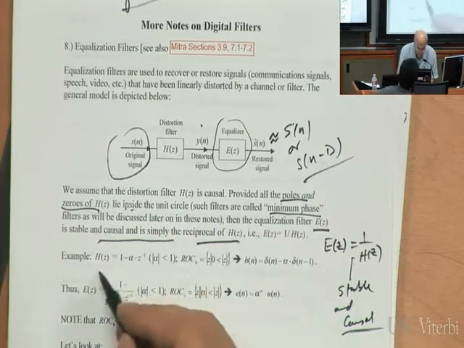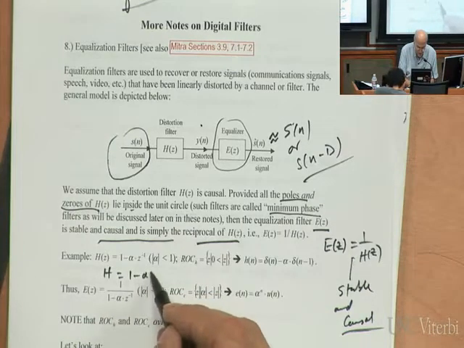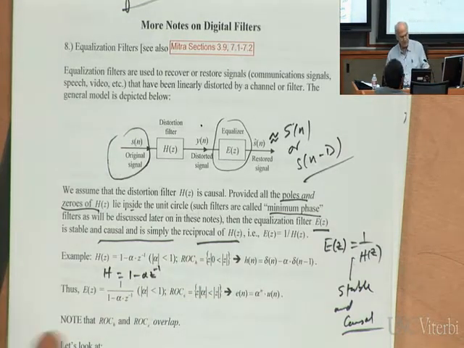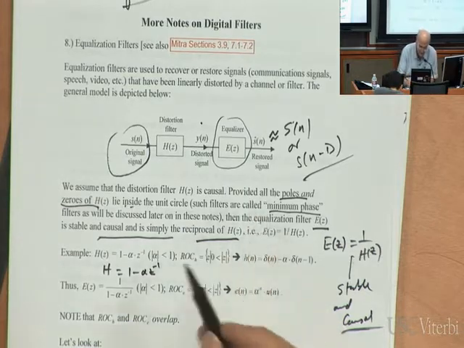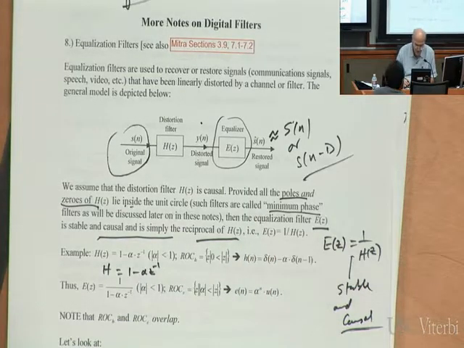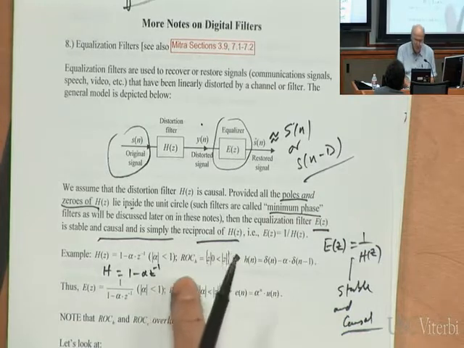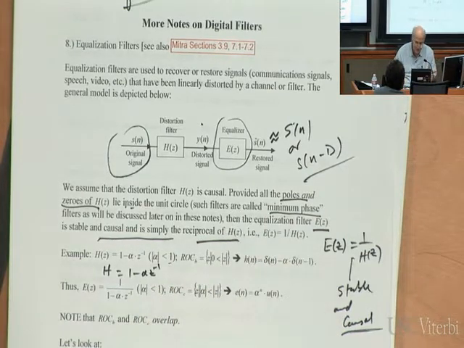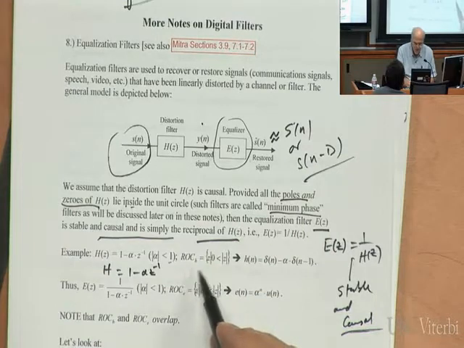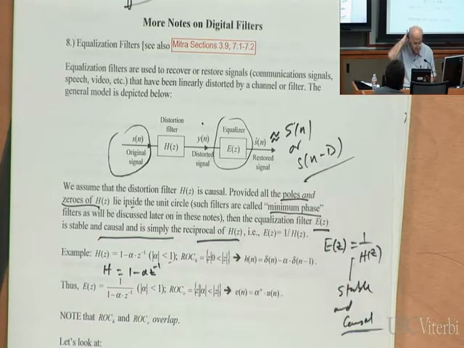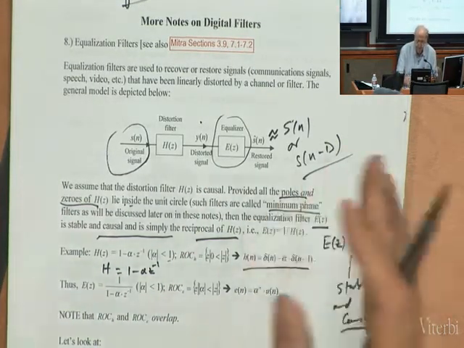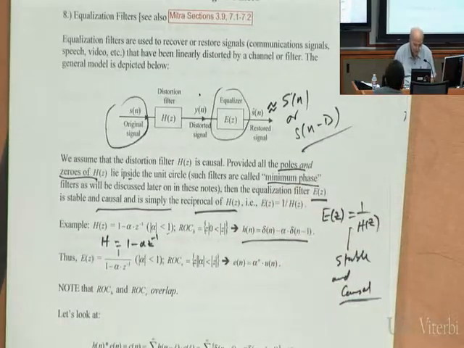I took an example. H equals 1 minus alpha z inverse. Okay, 1, 0 at z equals alpha. I guess there's a pole at z equals 0. We're not going to care about that. And we will assume alpha is less than 1. So that means there's a zero at z equals alpha. In this case, the zero is inside the unit circle. What is the region of convergence? Well, it's basically everything, magnitude of z greater than 0, right? Because it's just 1, 0. What is h of n? It's just a delta function minus alpha delta of n minus 1.